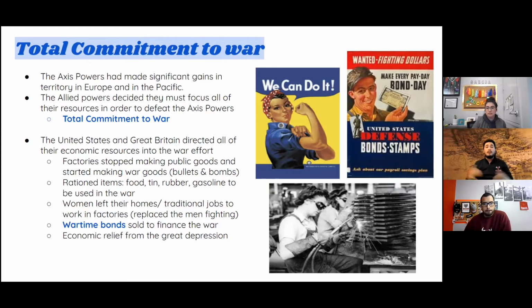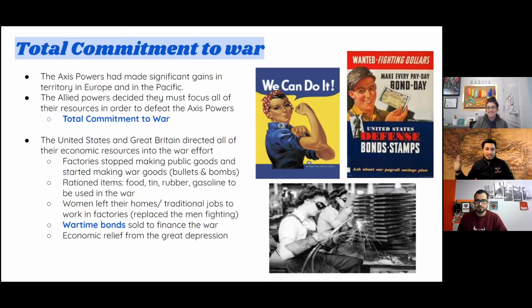So how do these countries actually do that? What does the United States and Great Britain do to be able to change up so that they can be more successful? Well, it's all about economics and resources, right? Factories stopped making public goods and started making war goods. So in societies where factories were making cars and clothes and basic public goods, they were told by the government, instead of making that car, could you make us a tank? Could you make us a bullet? And you start to see lots of different jobs and factories back at home changing, making weapons and resources for the war.